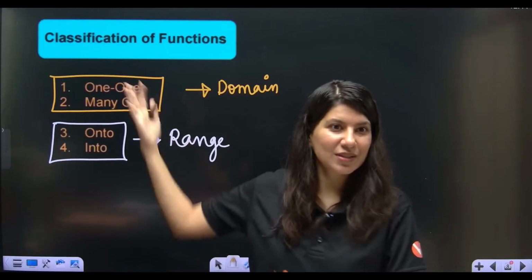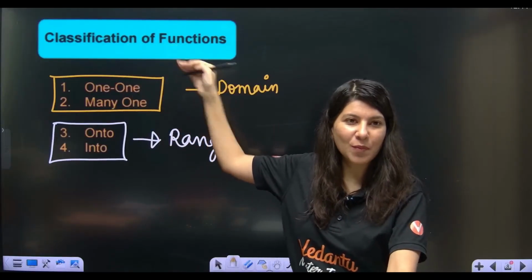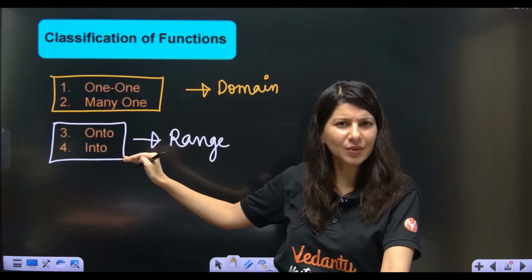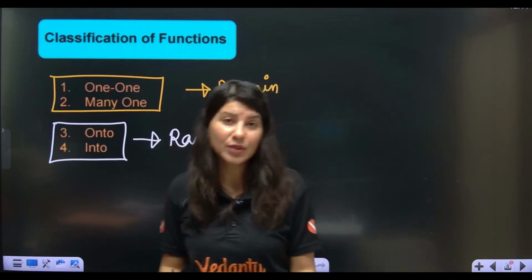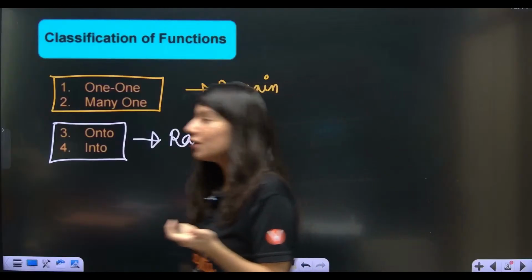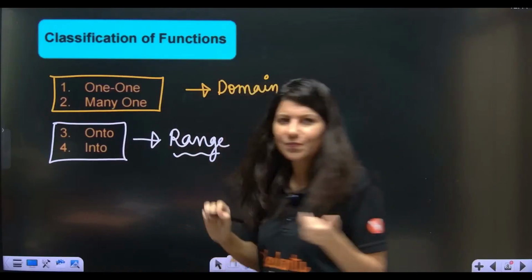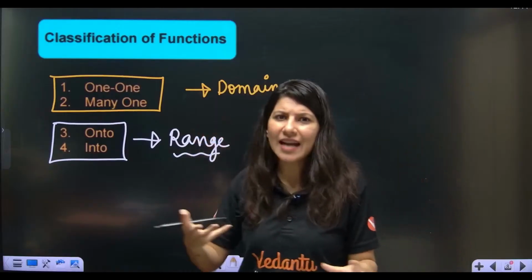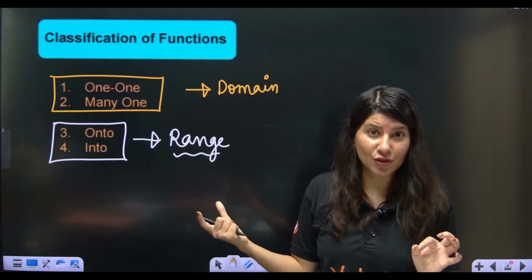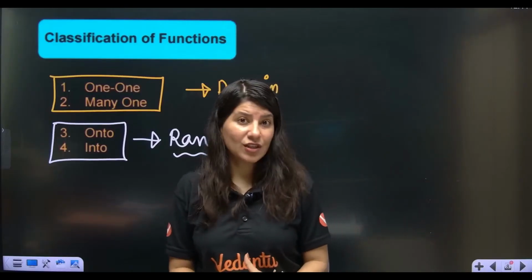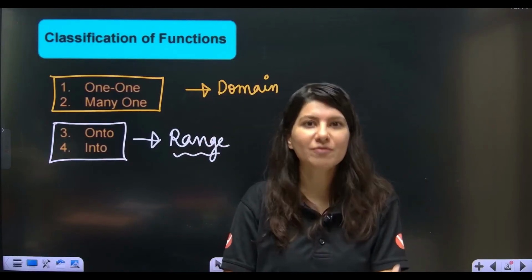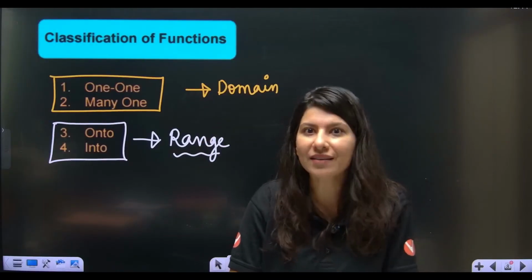But ma'am, why? Because we are studying classification of function. 1-1, many-1 you have discussed. Now it is the turn to discuss onto, into, right? Yes, we are going to do that. But onto and into is actually a property of range. Understanding domain is a slightly easier task than understanding range. For range, there is no particular method. For a variety of questions you need a variety of methods, and loads and loads of practice.